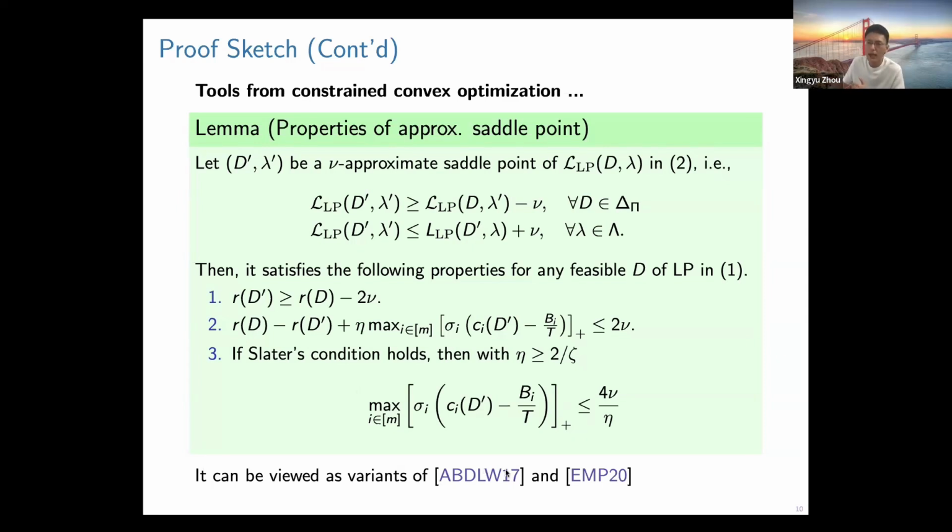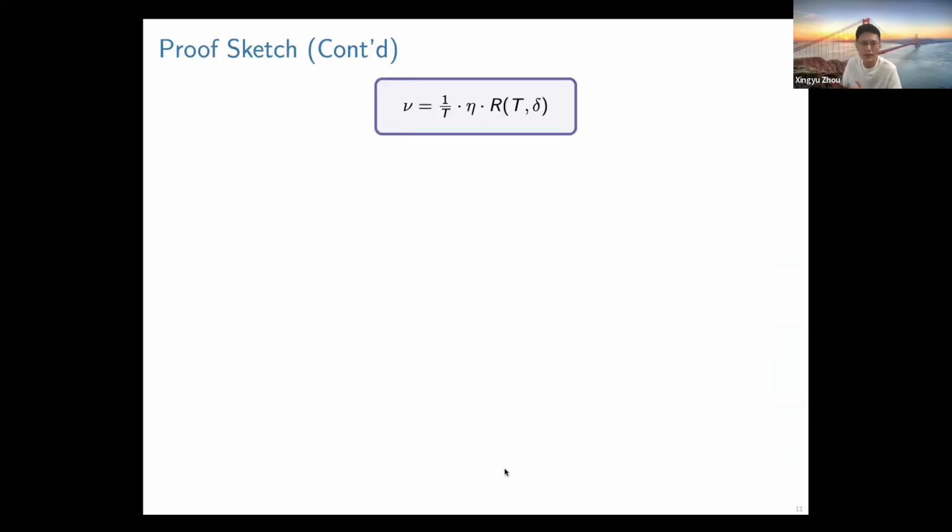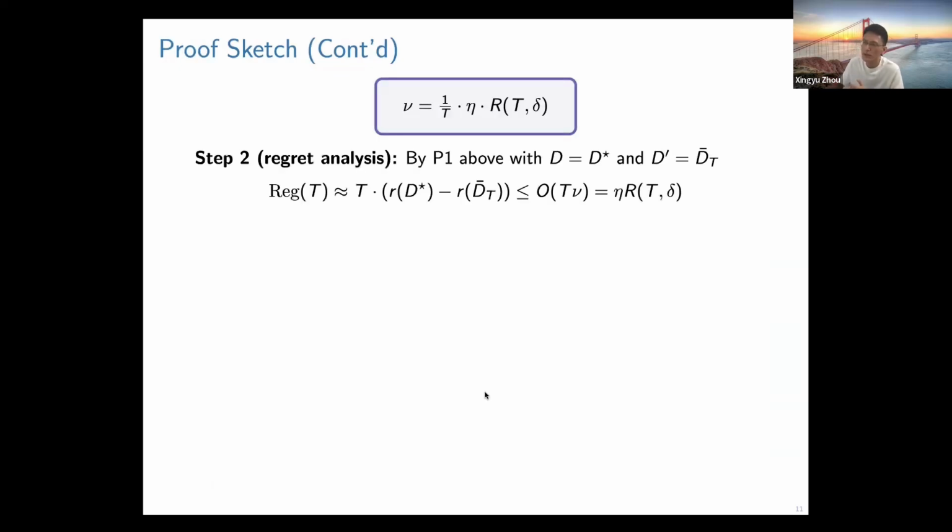And with this lemma in hand, we can directly give the regret and the constraint violation. How? Remember, the approximation ratio is on this order. By property 1, we know that the regret is roughly T times this average, R D star minus R D d bar. And d bar is basically a saddle point by step 1, so the difference of these two is on the order of T times nu. T times nu is basically eta times r.